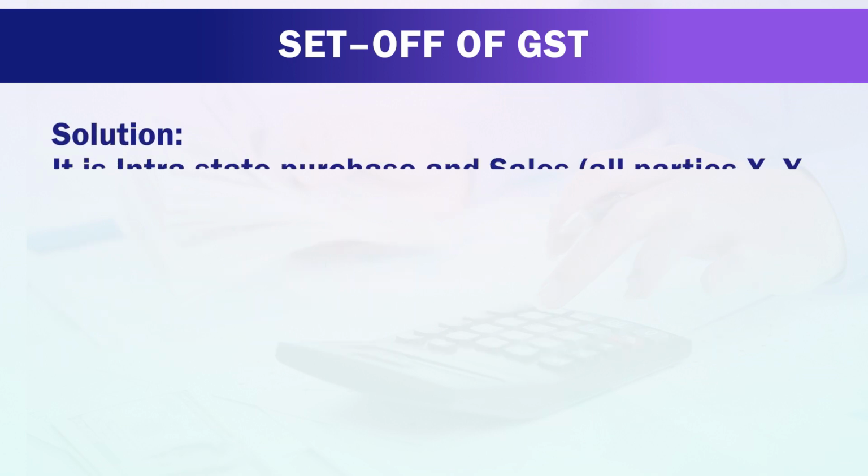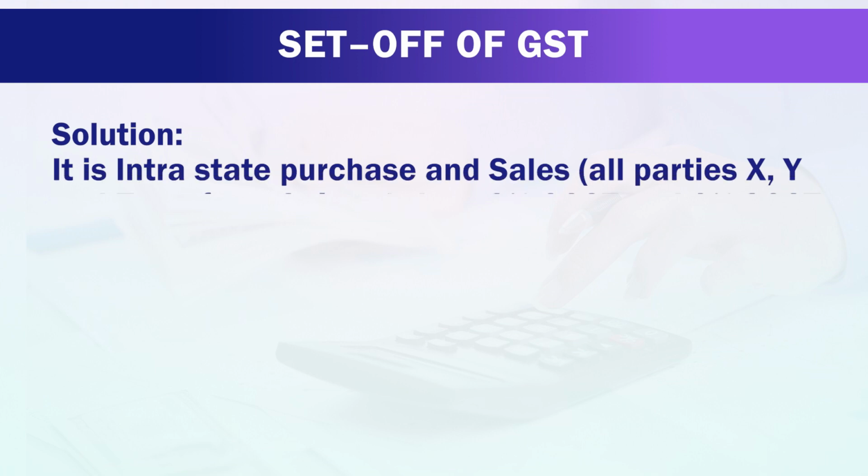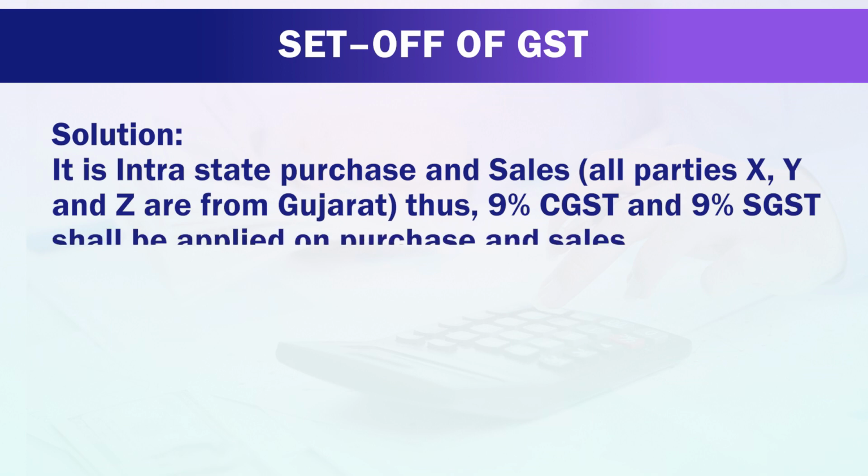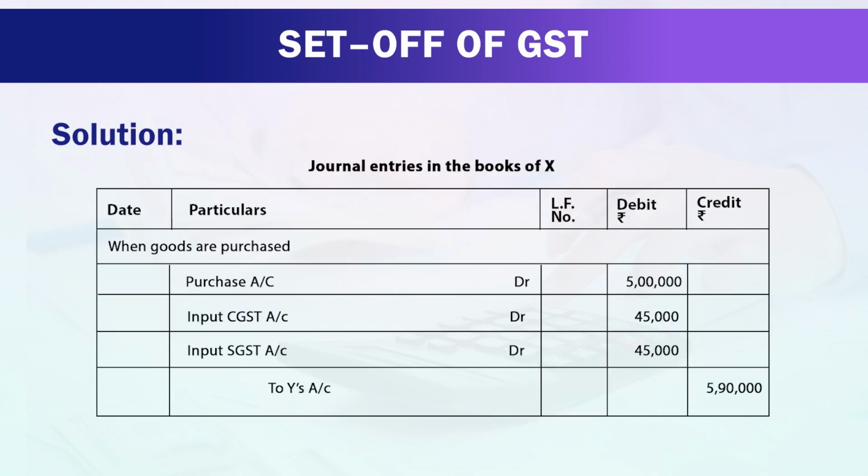Friends, it is intrastate purchase and sales. All parties X, Y and Z are from Gujarat. Thus, 9% CGST and 9% SGST shall be applied on purchase and sales. First of all, we will pass the journal entry in the books of X.